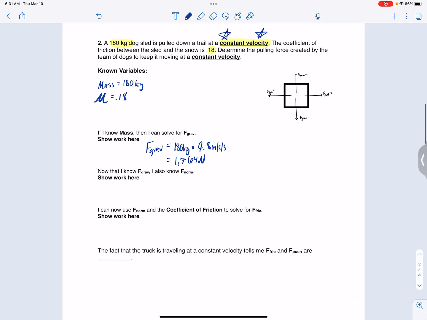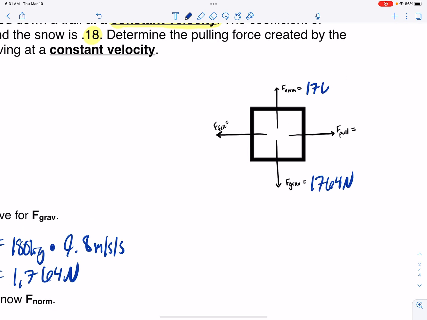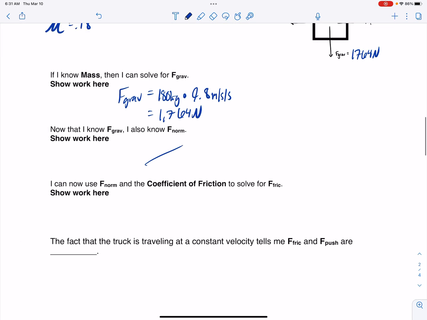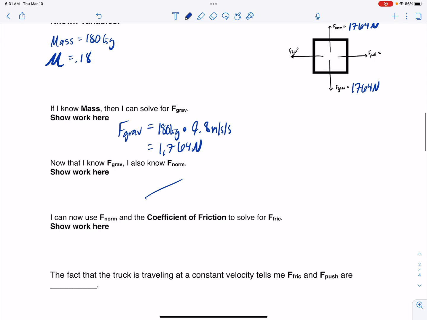All right, cool. Let's pop that in here: 1,764 newtons. And here's the fun one, right? If we know the force of gravity, the weight of this object, how hard gravity is pulling it down, then we automatically know the normal force, because by definition, normal force is equal to gravity. It's a supportive force. That dog sled's sitting on the ground, and the ground is pushing back with equal force to hold it up. So we automatically know that normal force is also 1,764 newtons.